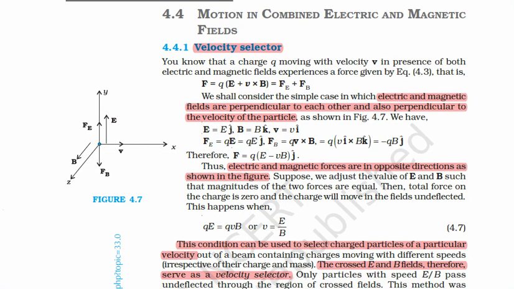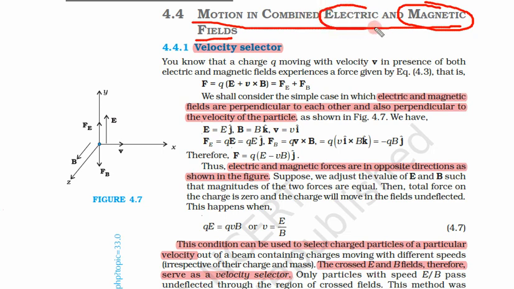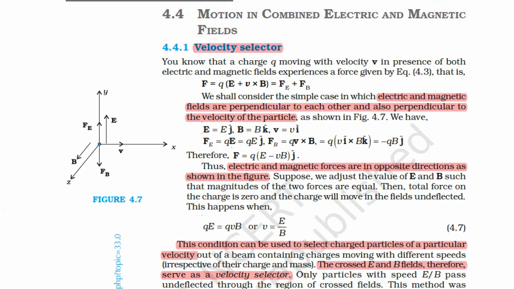Now let us see this new topic, which is motion in combined electric and magnetic field. Till now we were talking only about motion in magnetic field. Now we are combining both. We have both electric and magnetic fields. This is also called velocity selector. So how is the velocity selected using this?